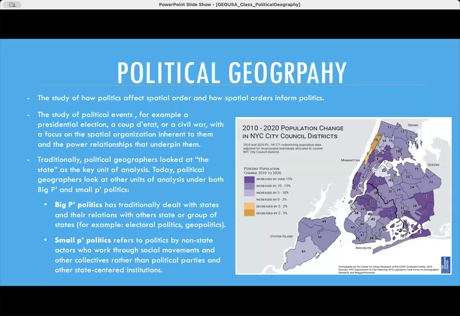Small p politics refers to politics by non-state actors who work through social movements. So we're talking about civil society. So me and you, student organizations, labor unions, teachers unions, social movements, like the LGBTQ liberation movement or the pro-immigration movement, etc. And the idea there is that when we say non-state actors, these are people that don't represent the state government in any official capacity. That's what we're talking about when we talk about small p politics.